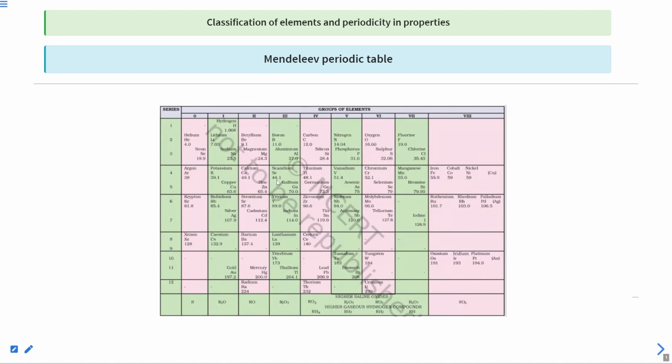Now, gallium and germanium were left vacant. This is called eka aluminium and this is called eka silicon. Although it is mentioned here, at that time it was not discovered.